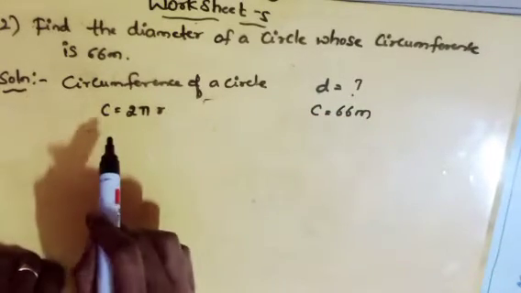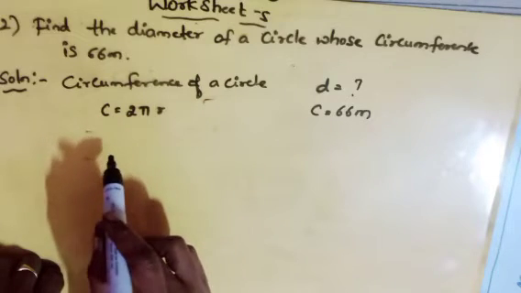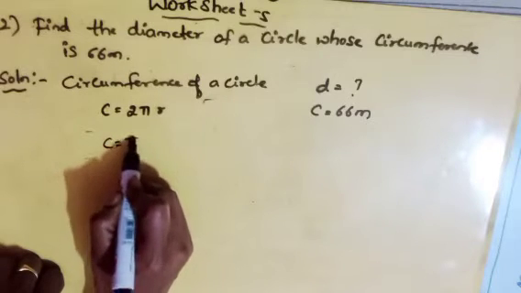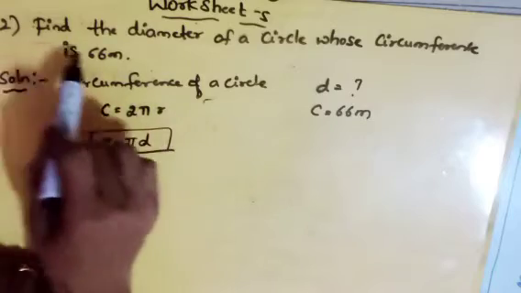Now the formula to calculate circumference of a circle is C equals 2 pi r. We can use here this formula, that is C equals pi d. Why we are using this is because here we are finding the diameter now.